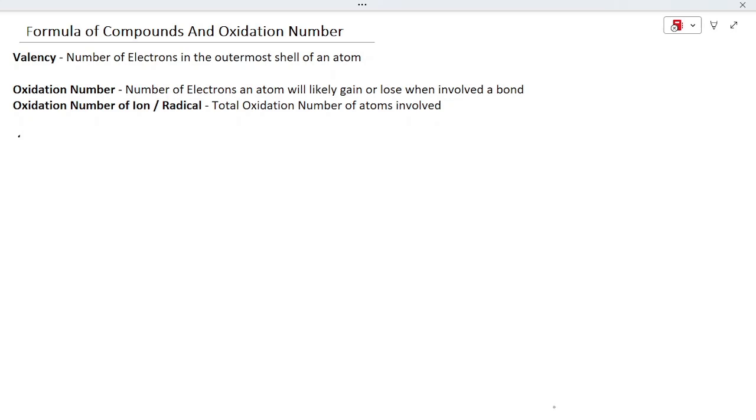We'll continue our discussion on the formula of compounds and the oxidation number. And as I've already seen from the previous video, getting the formula of compounds, the most important thing is about knowing their oxidation numbers. And today, we are going to be checking out some radicals.